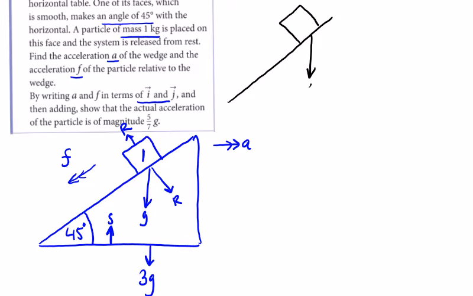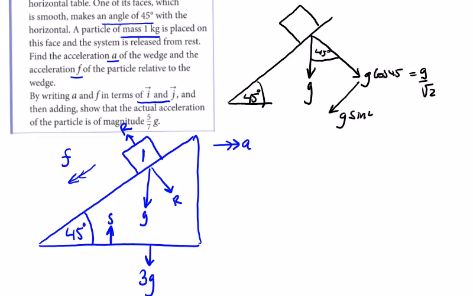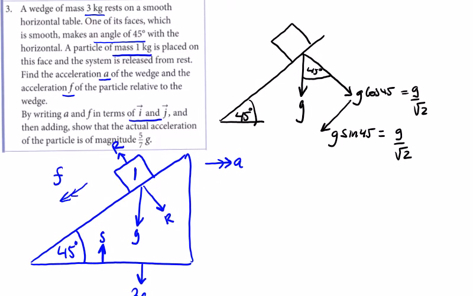So I've got 1g coming down, just g. 45. So coming down in this direction, I have g cos 45, which is equal to g over root 2, perpendicular to the slope, and parallel to the slope g sine 45, which is also g over root 2. And I've got my R, and I can get my accelerations.